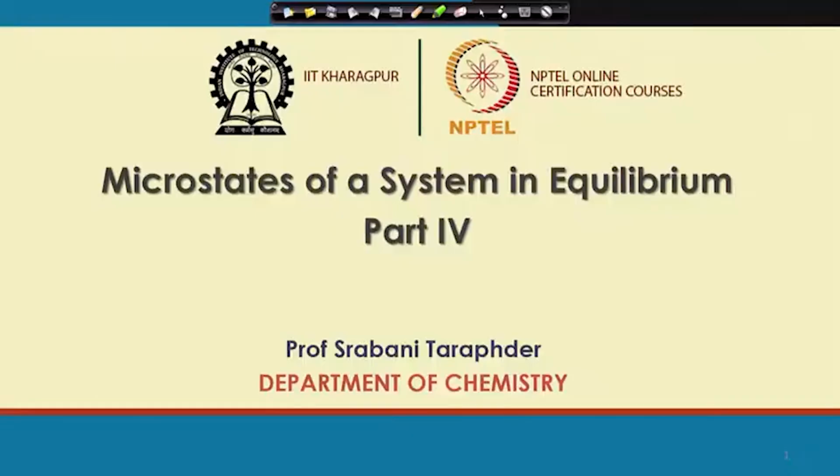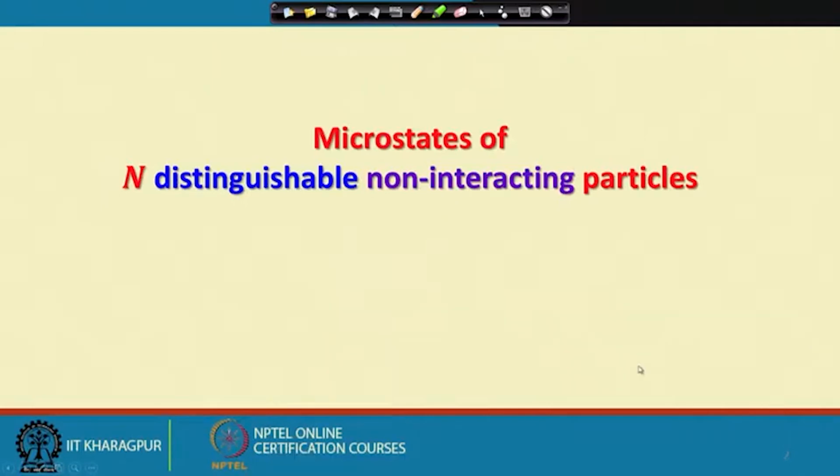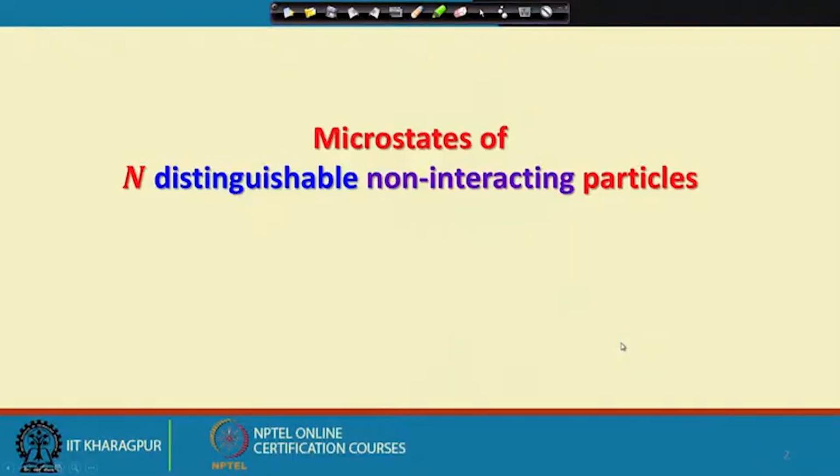Welcome. Let us continue our discussion on the microstates of a system in equilibrium. We have already looked at how to define the microstates of a given system if the solution to the Schrodinger wave equation for that system is known, and for this purpose we have already found how to calculate the number of microstates for n distinguishable non-interacting particles.